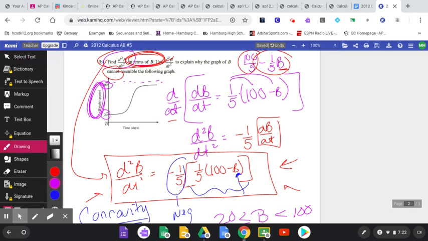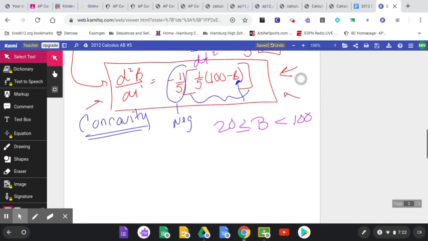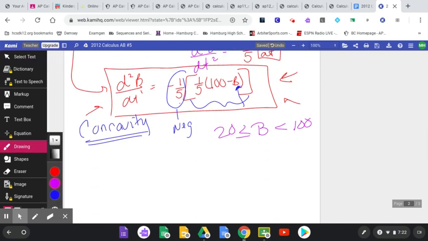So I'm not going to put the equal sign, but I know it's someplace between the 0 and 20. So now let's just consider that. If I pick a number here for B between 0 and 20, what does that make the value of this? So if I take 1/5 times 100 minus B, if I put in 30, that's 70 times 1/5, which is positive.